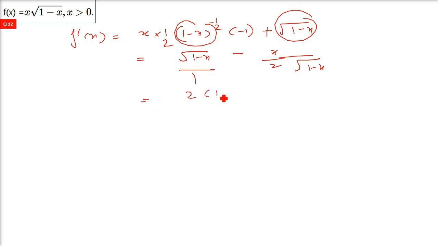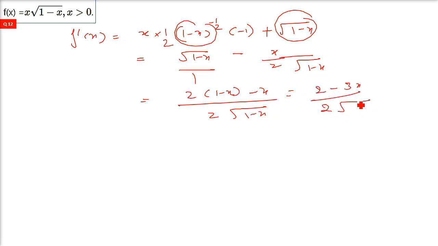Okay, let's cross multiply. So under root 1 minus x into under root 1 minus x will be 1 minus x, and minus x divided by 2 into under root 1 minus x. In the numerator you will get 2 minus 3x by twice of under root 1 minus x. So this is the value where you will put the values for positive and negative. But in order to get the critical points, you have to place this as 0 also. So 2 under root 1 minus x. Can under root 1 minus x be 0? No. Only 2 minus 3x can be 0.